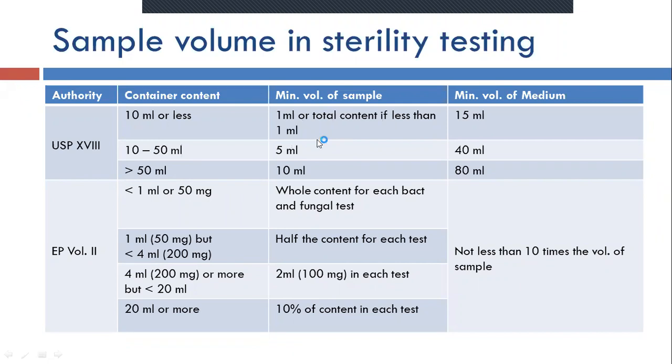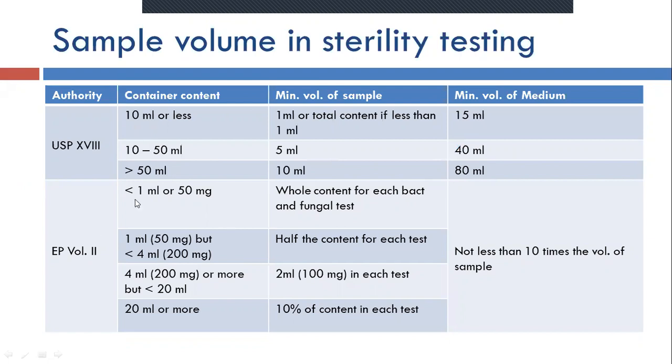If it is less than 10 ml, then you have to take 1 ml of the sample for this testing. And if it is less than 1 ml, the total content has to be taken, and the minimum volume of the media used should be 15 ml here. If the content is 10 to 50 ml, then we take 5 ml of the sample for the testing and 40 ml of the media. And if the container content is more than 50 ml, then we take 10 ml of the sample and put it in 80 ml of the medium.